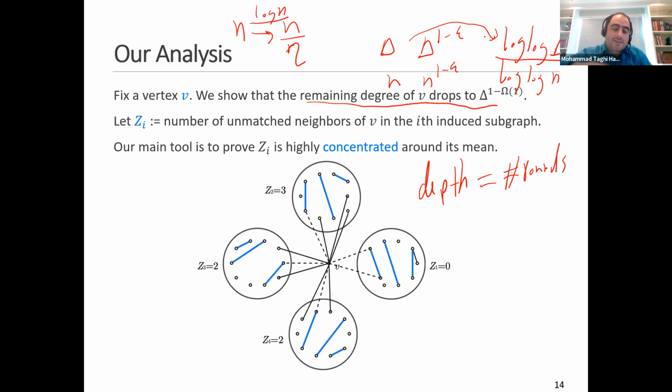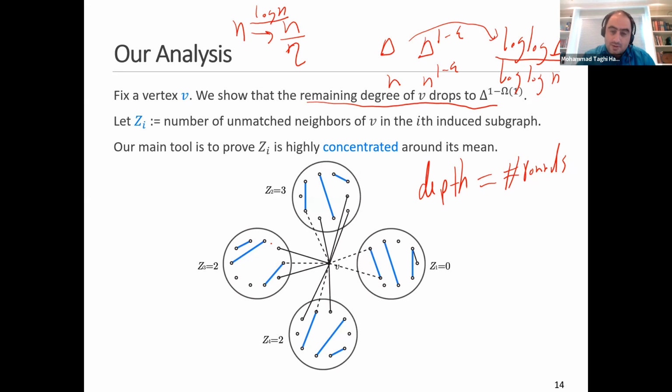Those edges that are matched and those vertices that are matched, you will just save them, and then you will remove them from further consideration, and you will continue with the rest of the graph. You will continue until no edges remain in the graph. And at that time, you will stop. And the number of rounds would be log delta.